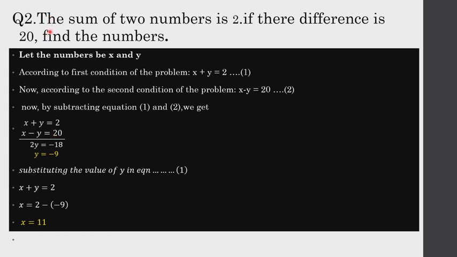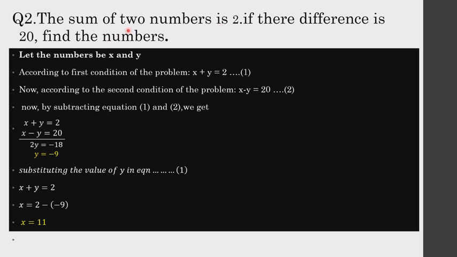So the first sum from your exercise is: the sum of two numbers is 2. If their difference is 20, find the numbers. So we have been given two numbers. This is a very simple sum. Basically in this chapter, when we are solving the sums, we will try to form two equations with two variables each. Here we have been given that the sum of two numbers is 2.